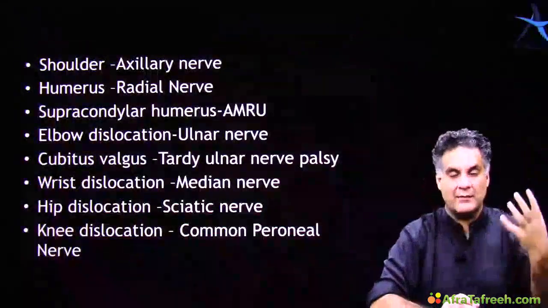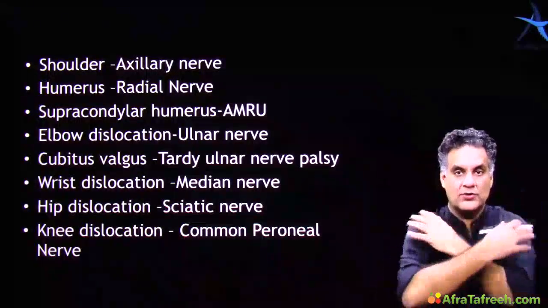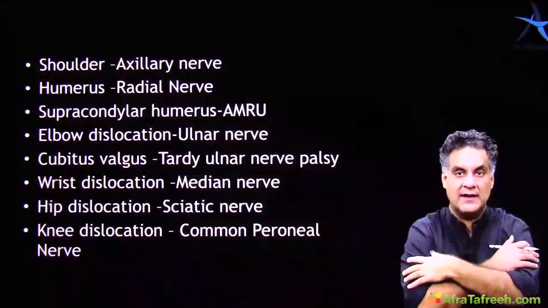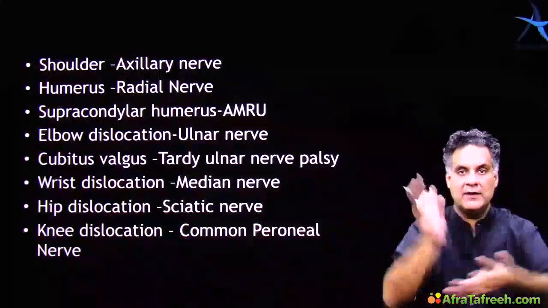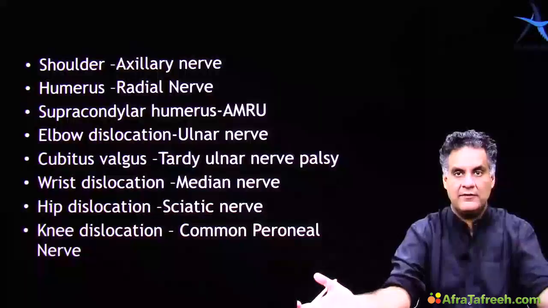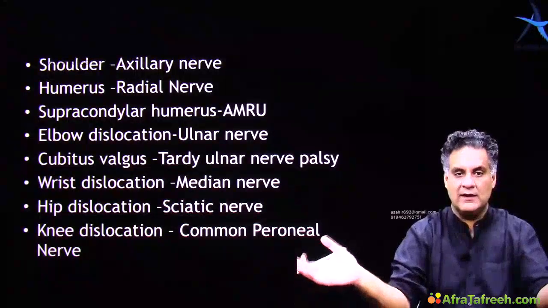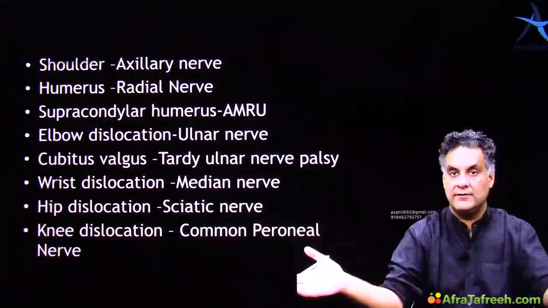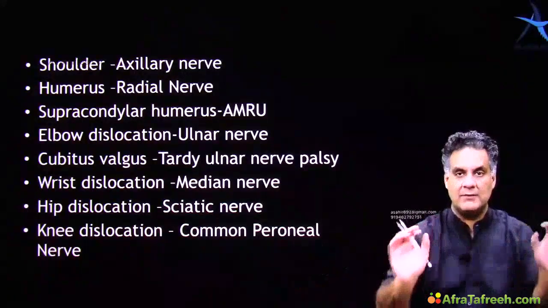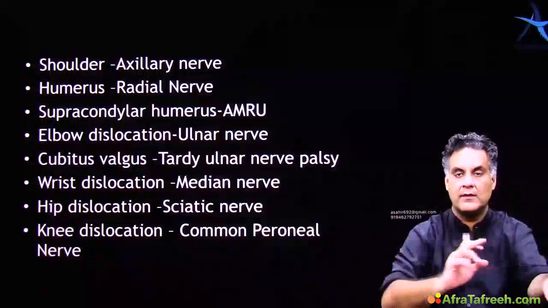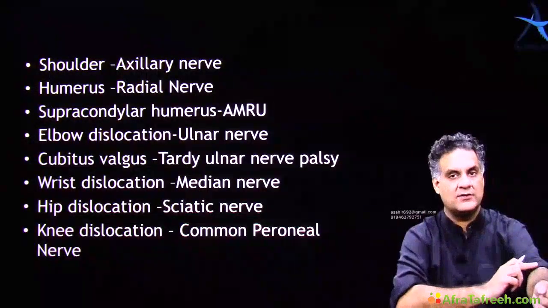Coming to traumatic nerve injuries. Around the shoulder, remember it's the axillary nerve. Around the humerus, the radial nerve. Around the medial epicondyle, it's the ulnar nerve. If there is a cubitus valgus occurring slowly, it's called tardy ulnar nerve palsy. Elbow dislocation behind the medial epicondyle, the ulnar nerve. Around the head of radius is the posterior interosseous nerve.